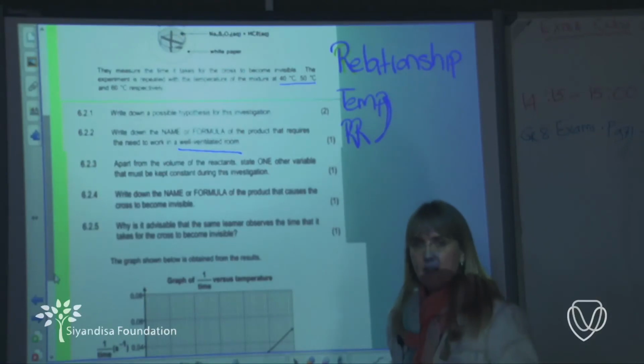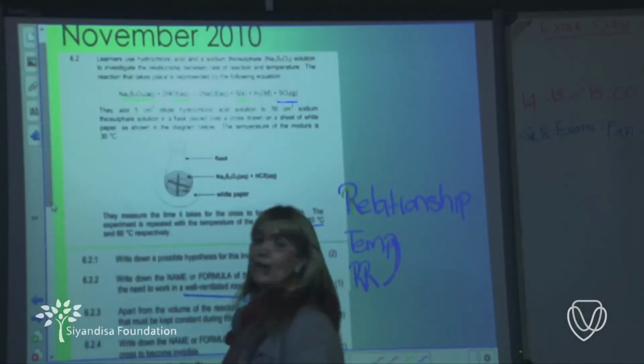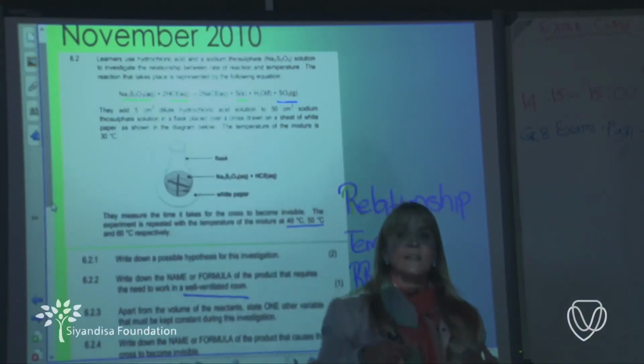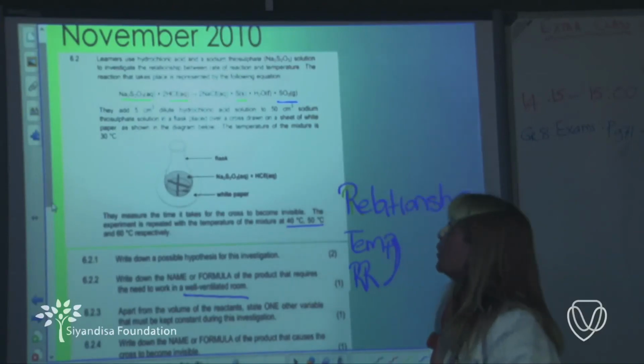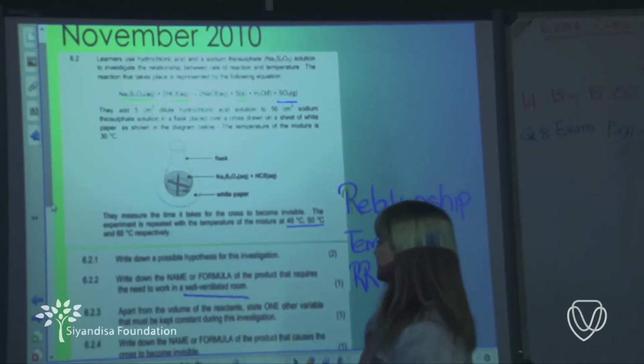Why will we not speak about surface area? Because surface area only refers to solids. And if we look at our reactants, they are both aqueous solutions, so there's no solid that we need to look at. Also, we would not add a catalyst to this reaction.